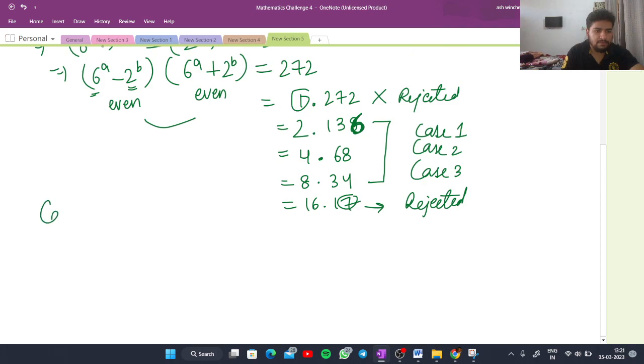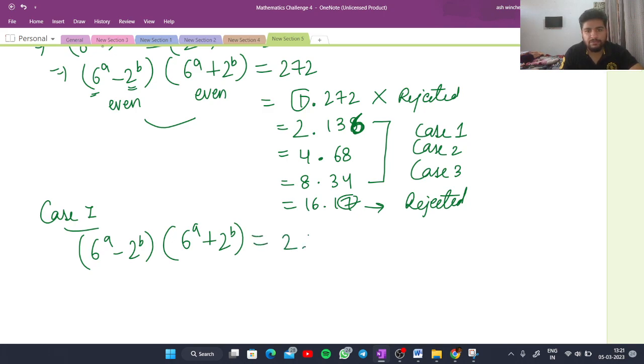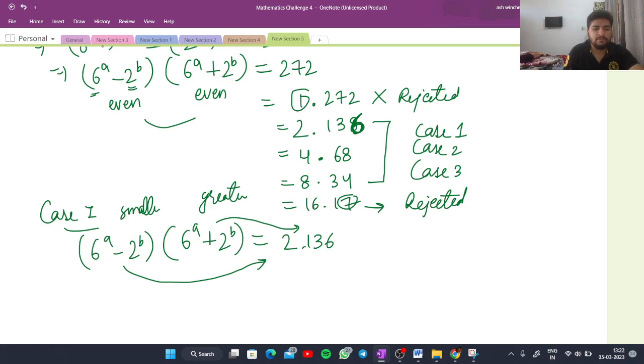So let's start case number 1. In this, we'll put (6 raised to power a minus 2 raised to power b) times (6 raised to power a plus 2 raised to power b) as the product of 2 into 136. Obviously the smaller number goes with the minus and the greater number with the plus. So 6 raised to power a minus 2 raised to power b will be 2, and 6 raised to power a plus 2 raised to power b will be 136.